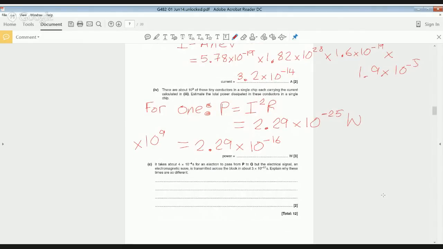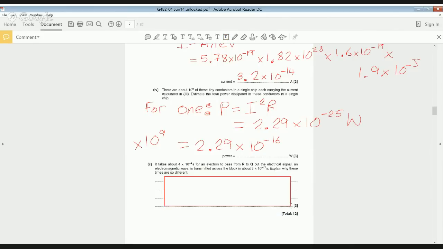And the final part of this quite long question, a little bit more accessible, I think, than some of the earlier parts. It takes about 4 times 10 to the minus 4 seconds for an electron to pass from P to Q. But the electrical signal, which is an electromagnetic wave, is transmitted across the block in about 3 times 10 to the minus 17 seconds. Explain why these times are so different.